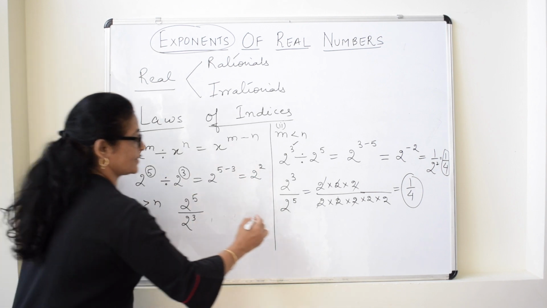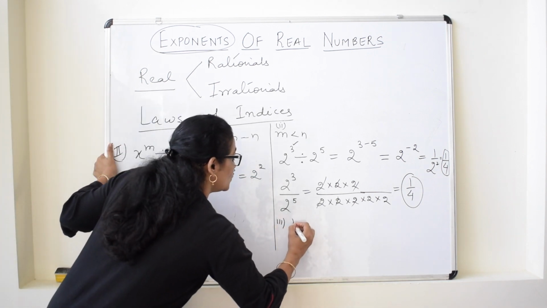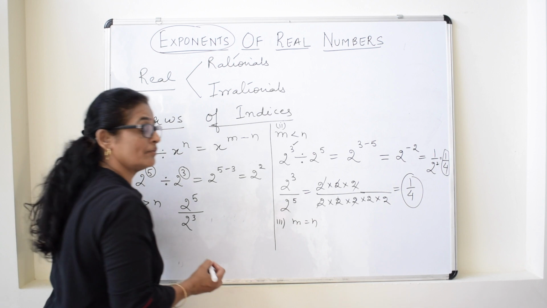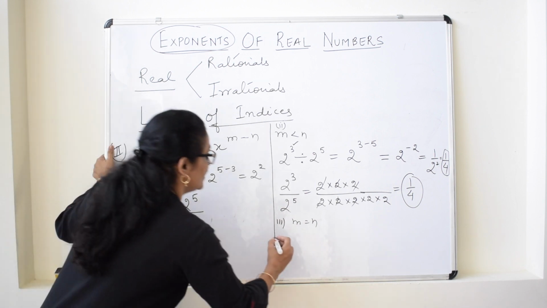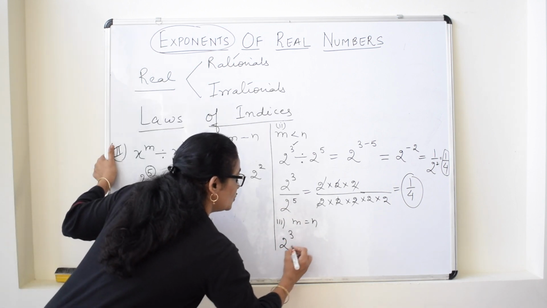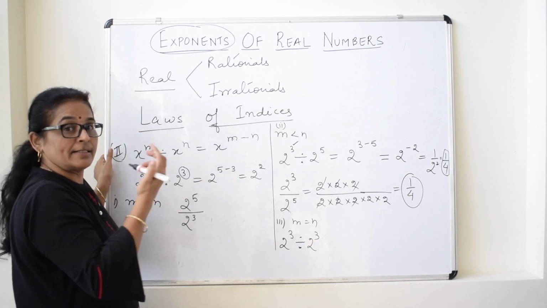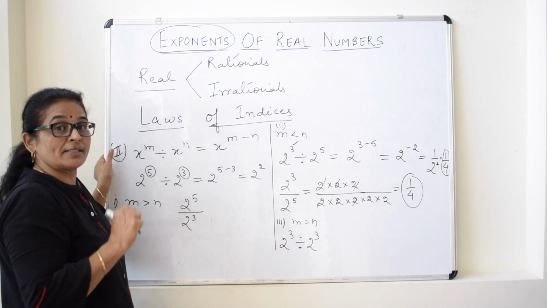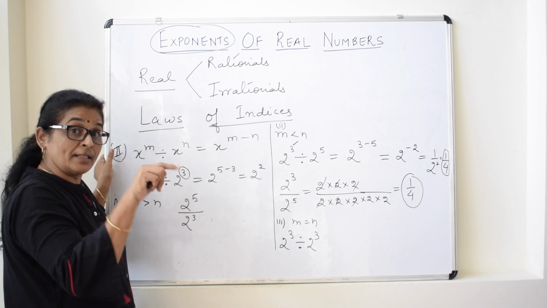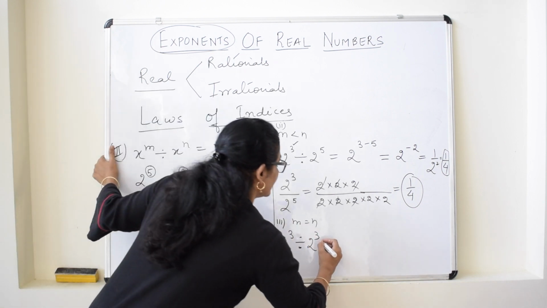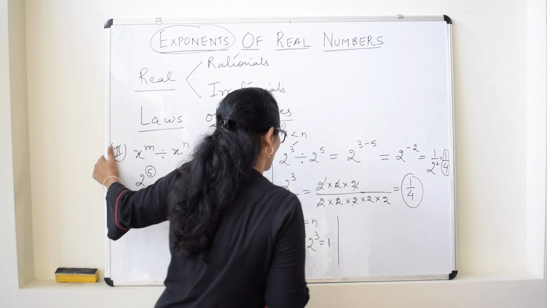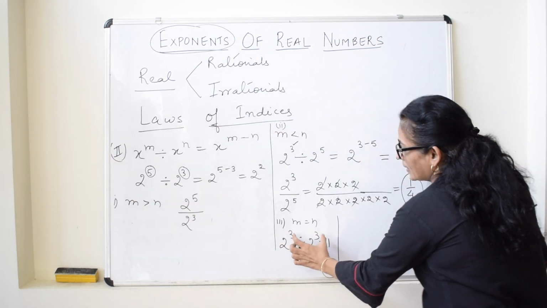The third case, if m is equal to n, then let's see the law will work or not. For example, 2 cube divided by 2 cube. We can directly say same number upon same number, the answer is 1. But by applying the law, how it is coming, let's check. Here both the powers are same.